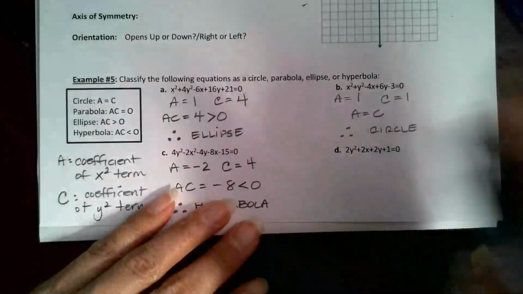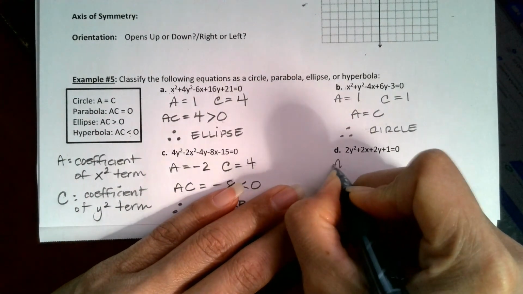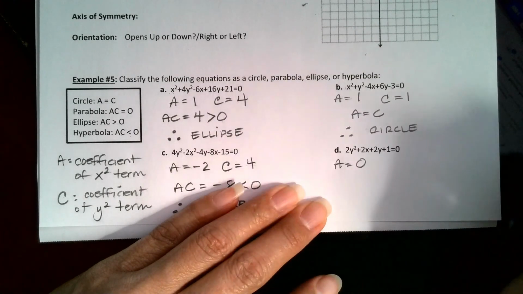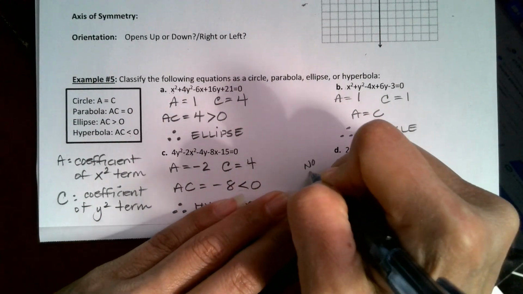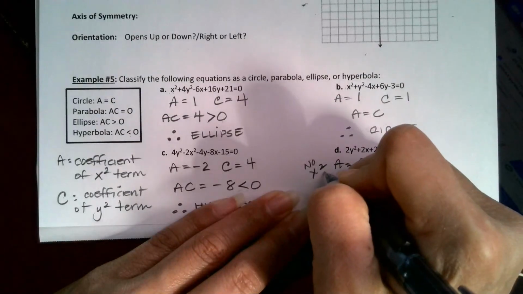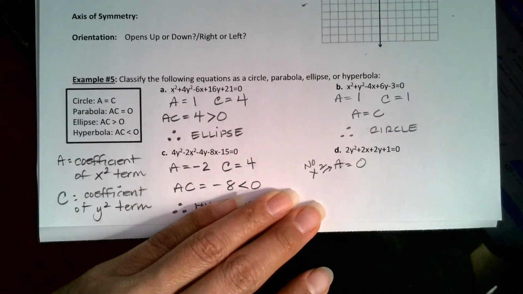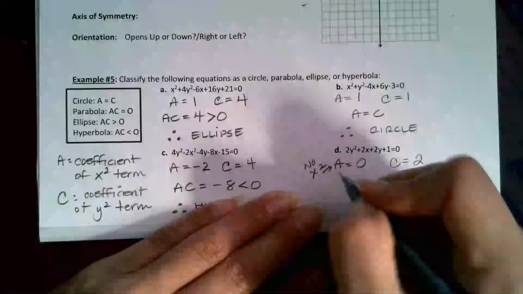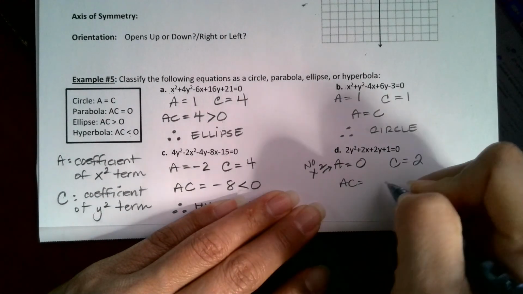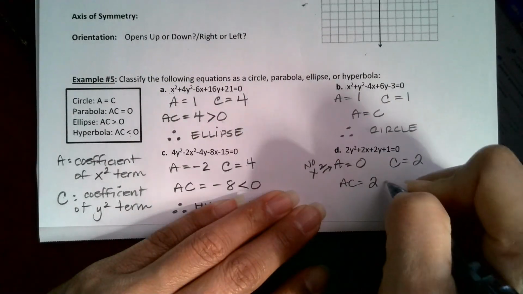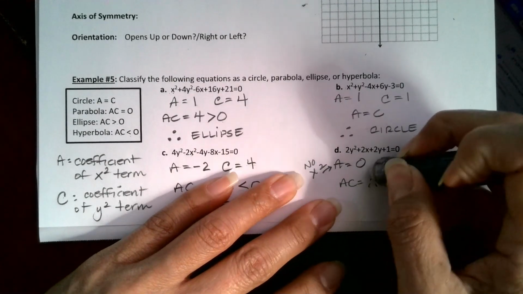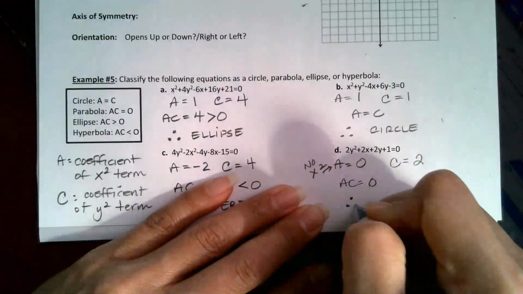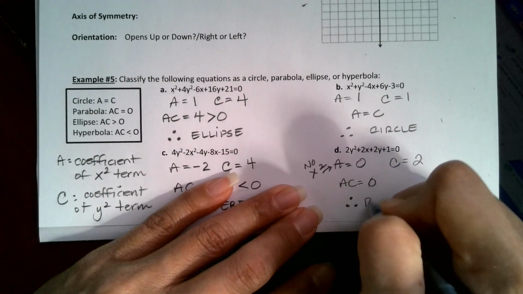And here, last but not least, the x squared term, there aren't any. So we're going to put a 0, okay? There's no x squared term. So that's why A is equal to 0. The C, well, there is a C value, it's a 2. And so when I multiply it, 0 times 2 is going to be a 0. Therefore, we have a parabola conic.